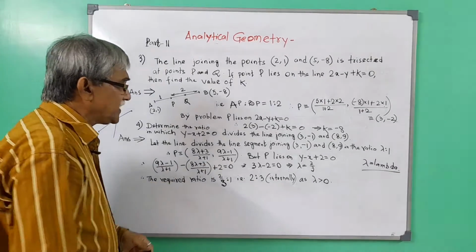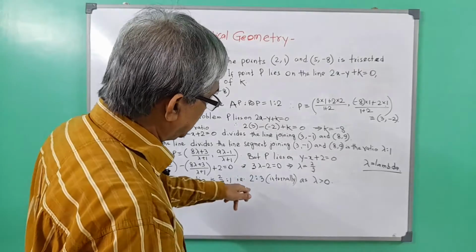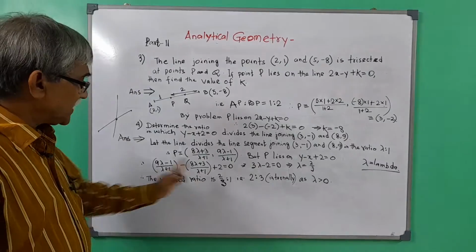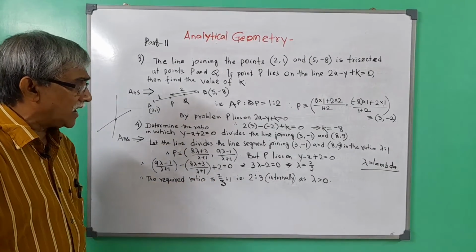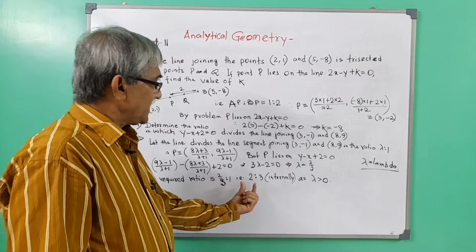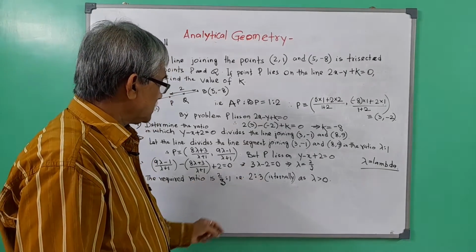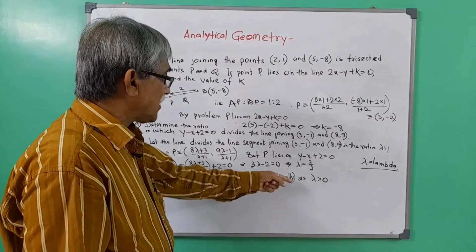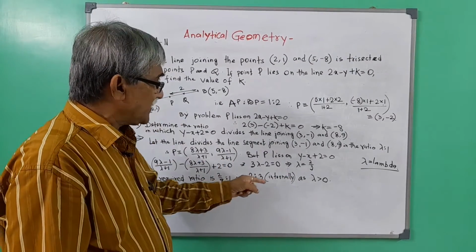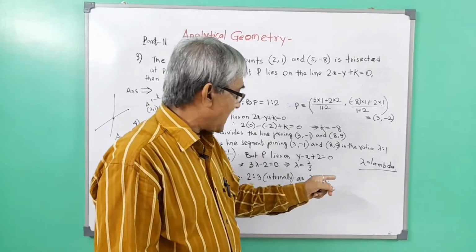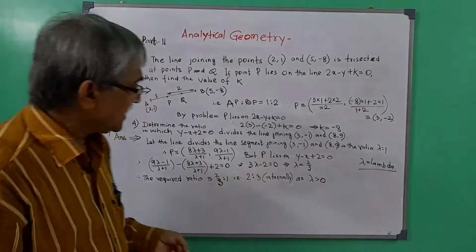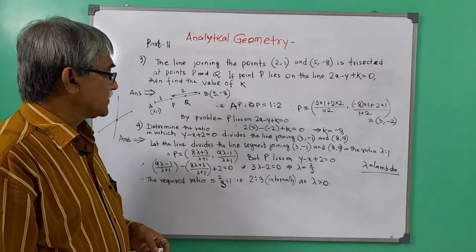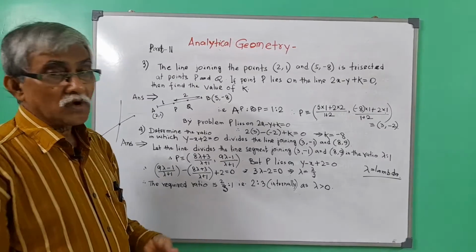Very simple equation to do. Just solve it and you get 3 lambda minus 2 equals 0 and lambda is equal to 2 by 3. Therefore, the required ratio is 2 by 3 is to 1. If you make it a simple ratio, multiply both by 3 and it becomes 2 is to 3. That is, it is intersecting the join of the points internally. Why? Because if lambda is greater than 0, that is positive, then it is internal division. So the required ratio is 2 is to 3. So it is done. Okay.